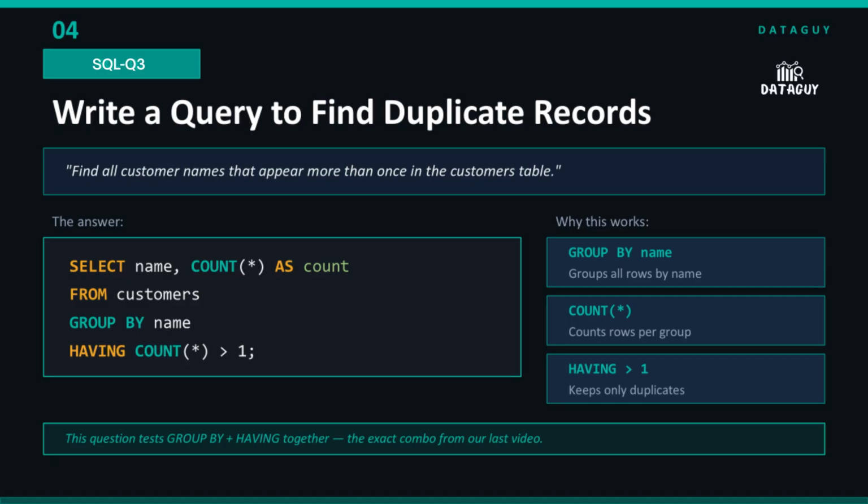This groups every name, counts how many times it appears, and then filters to only show names that appear more than once. Those are your duplicates. Simple, clean, and exactly what interviewers want to see.